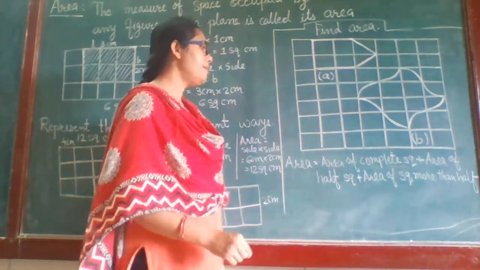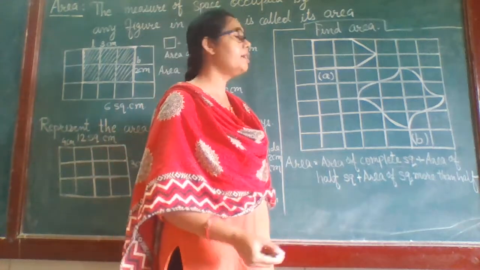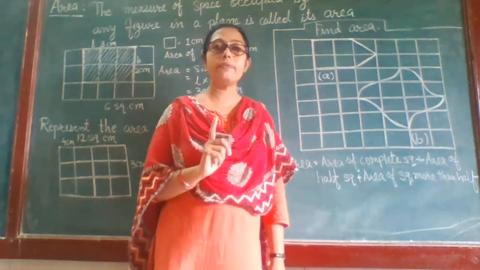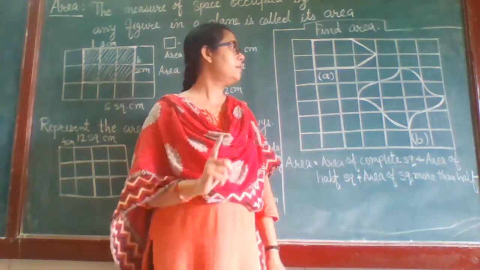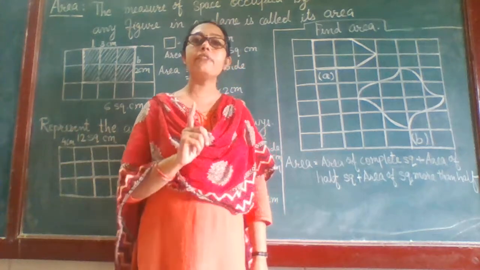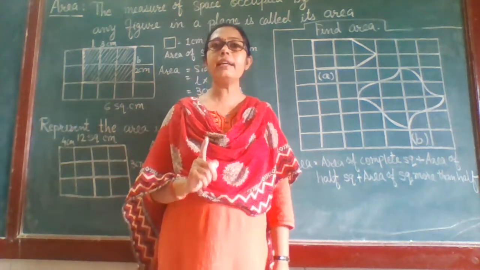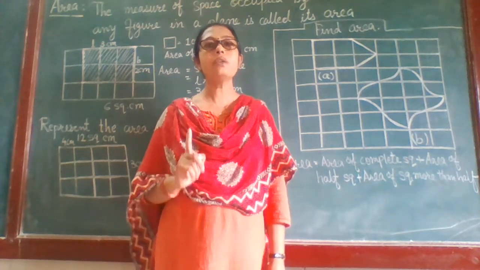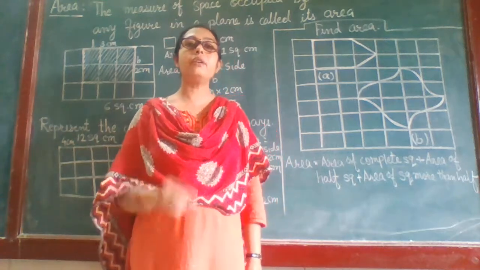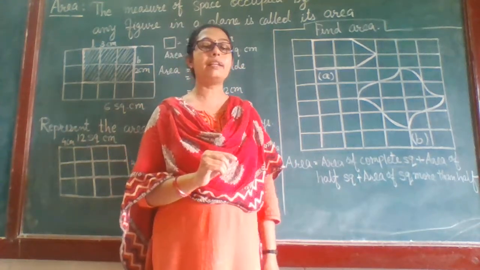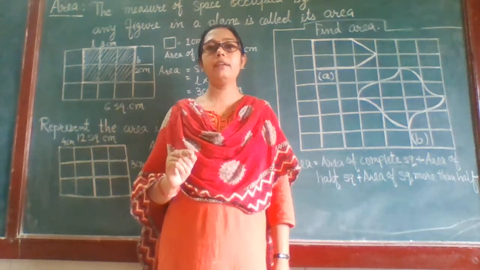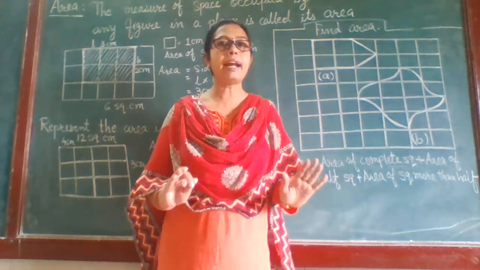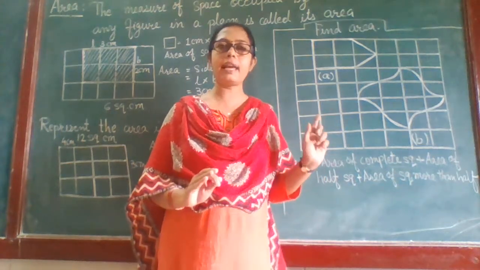But if a figure occupies more than half square, listen carefully. If a figure occupies more than half square, we have to consider it as full square. Means we have to count it as full square. And if a figure occupies less than half square, we have not to consider it. Means we have not to count that square. Now let's see the example.